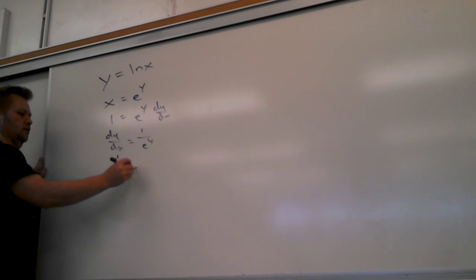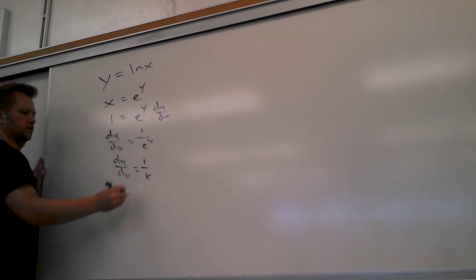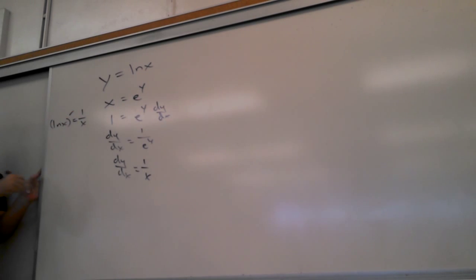It's equal to x. What's e to the y? X. So it's 1 over x. So what did we just figure out? We figured out that the ln of x, if I take its derivative, I get 1 over x. It's crazy.